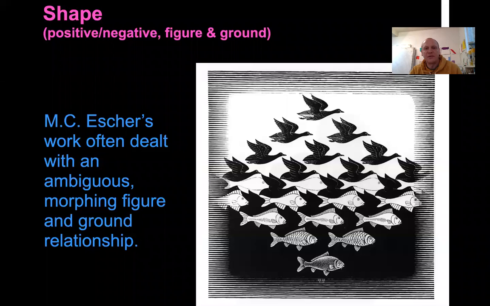You can see where up at the top, the white space is the background, but then down below, the white space is all foreground, or not foreground, but positive shape. So the fish down on the bottom are white, and they're the figures, whereas up top, the birds are black, and they're also figures. So it's flipping back and forth what is positive and what's negative.